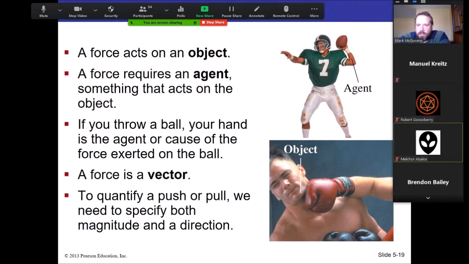So this really cool looking football player here is throwing the football. We would say, if we want to analyze the football, the object's the football and the arm of the person, or you can just say the person is the agent involved. Okay, this guy's getting knocked out here. His face is the object, and the agent is this hand. Bam, right? Now, forces are vectors because they have magnitude and they have direction. So we will be analyzing everything with vectors. All right.